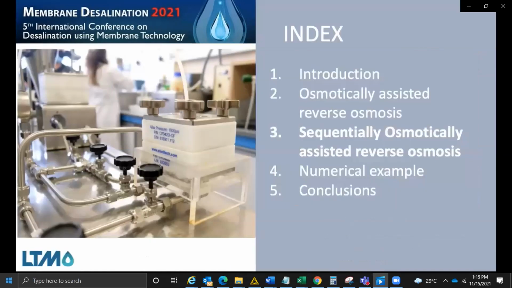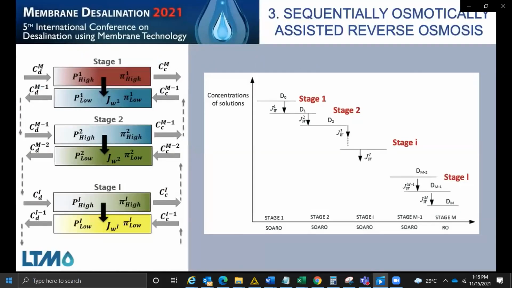Let's move on to the next point to explain a configuration of the process developed in this work. The method for concentrating high salinity solution is made up of a single osmotically assisted reverse osmosis unit, tanks and one pumping system. The OARO unit has a high pressure feed with a certain concentration on one side and a more dilute osmotic solution on the other side of the semi-permeable membrane.